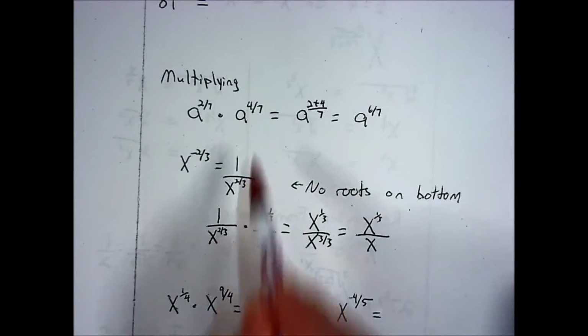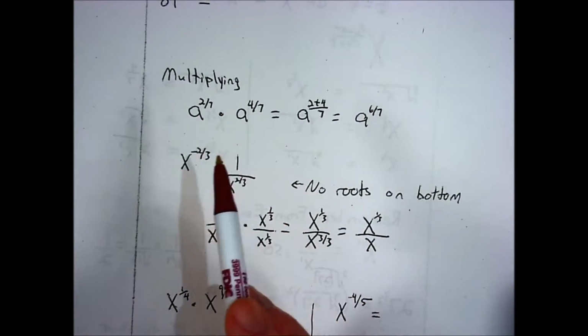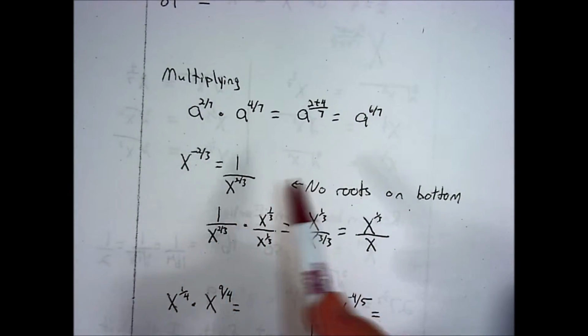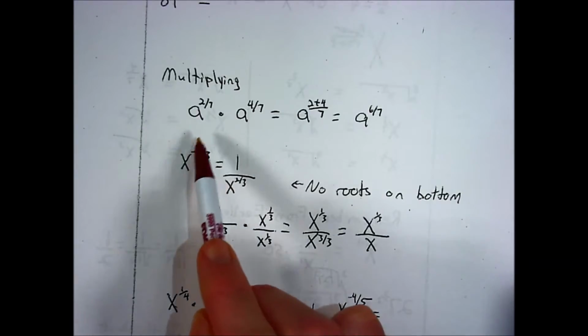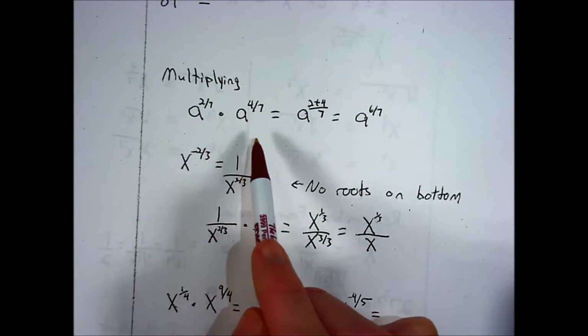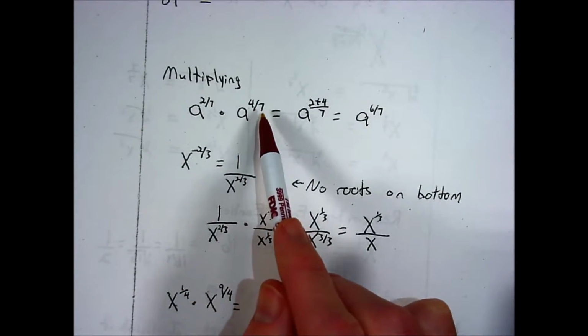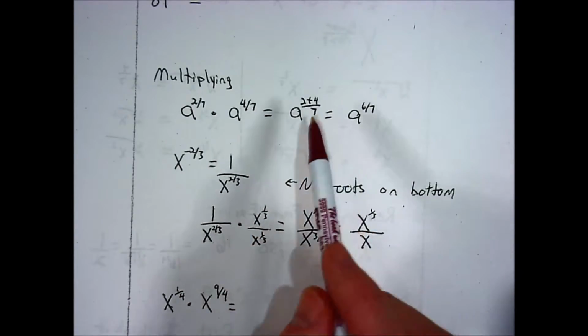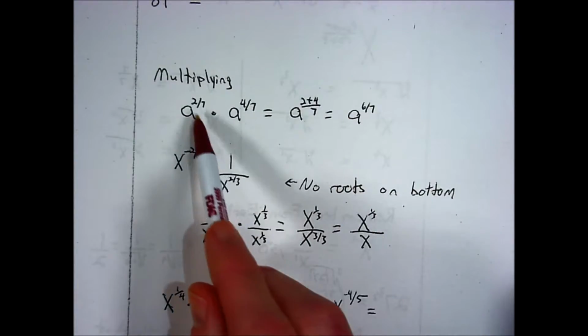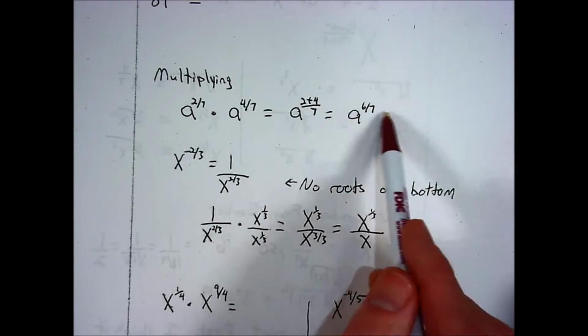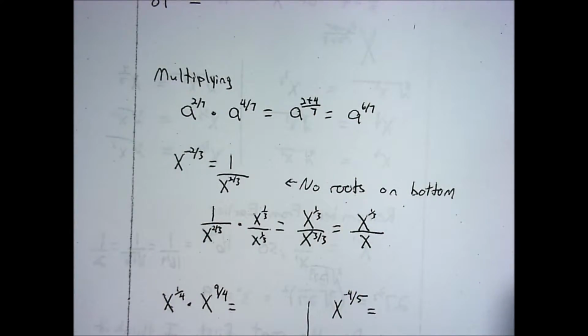Multiplying. When I multiply the common bases here with the exponents, I get to add my exponents. So a to the 2/7 times a to the 4/7, I get to add 2/7 plus 4/7. We're going back to junior high math here, kids. We're adding fractions today. 2/7 and 4/7, it's going to be 6/7. Alright?